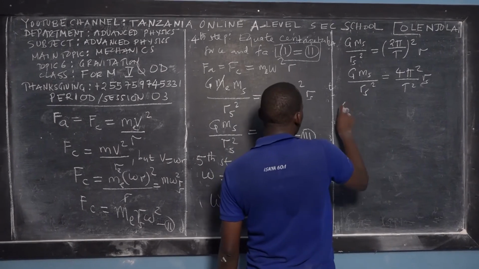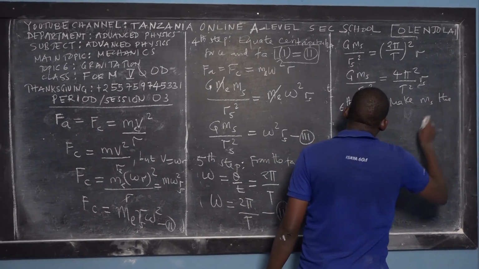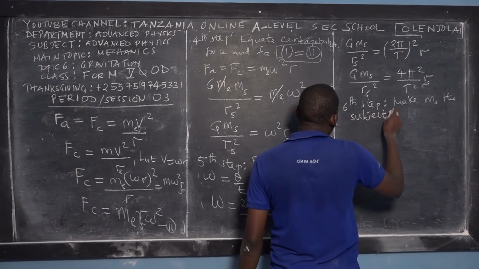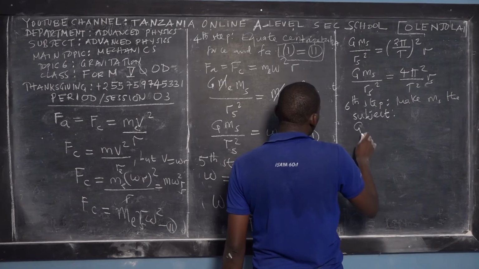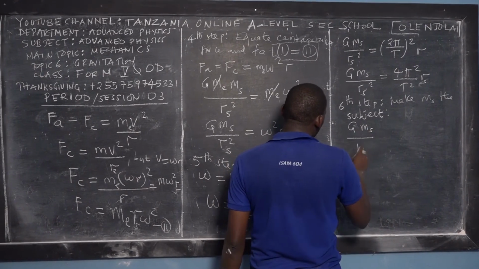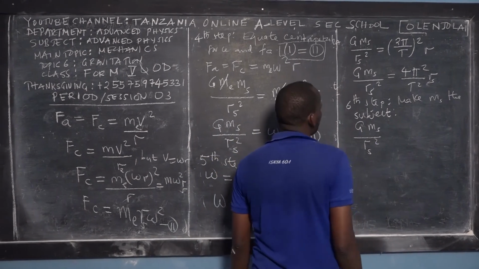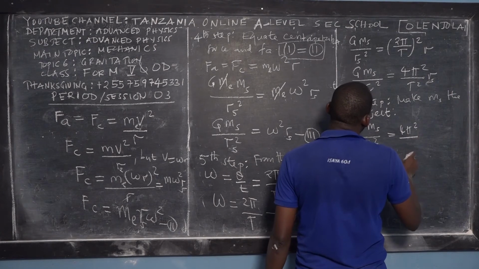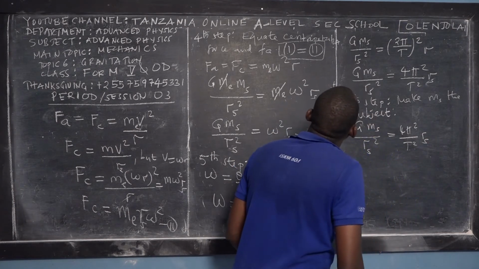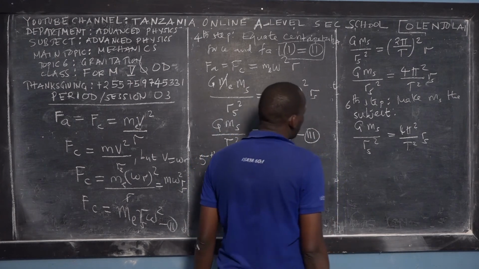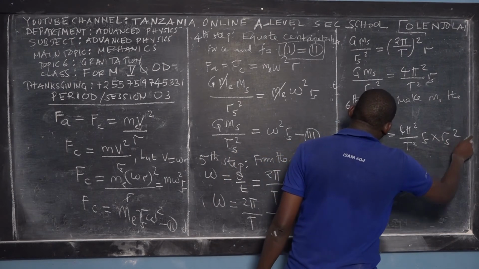So we go for the sixth step: make the mass of the sun the subject. If you make the mass of the sun the subject, you have G, mass of the sun, radius of the sun, or distance from the sun to the S, and this is equal to 4 pi square over T square, then R for the sun. Okay. So what we are looking for is this, so you have to multiply by the radius of the sun on both sides.